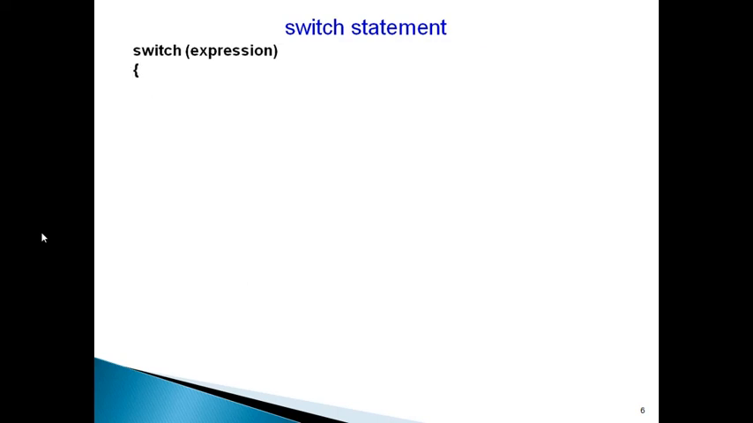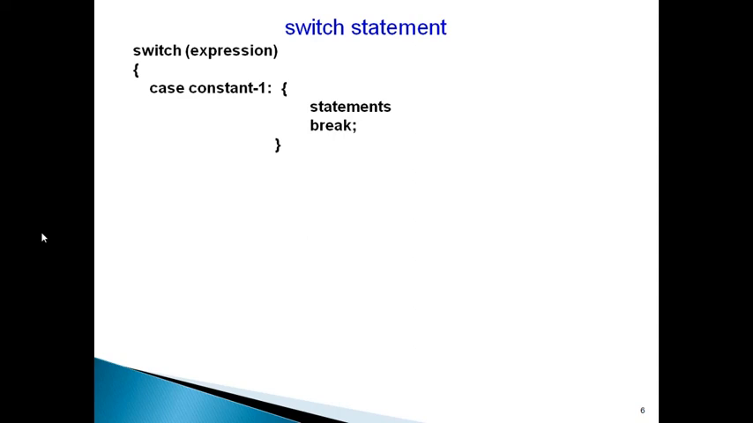This is the syntax of the switch statement. We write switch and write only one expression. First, it evaluates this expression. After evaluating, it compares with the case constants. If case constant 1 equals the evaluated expression, it executes case 1. After executing case 1, it breaks and comes out of the switch statement.